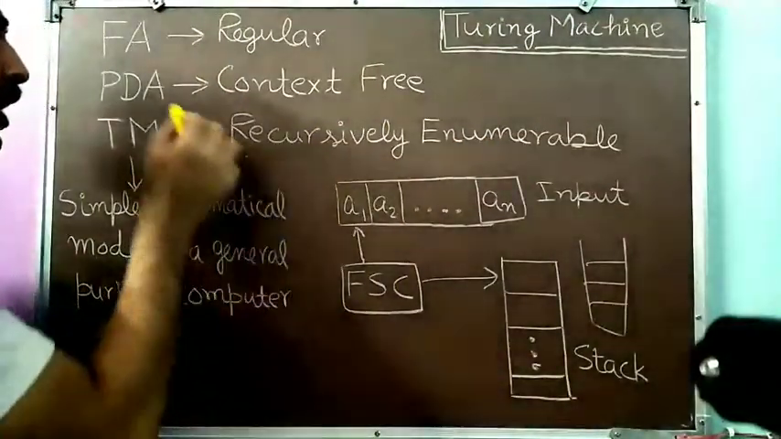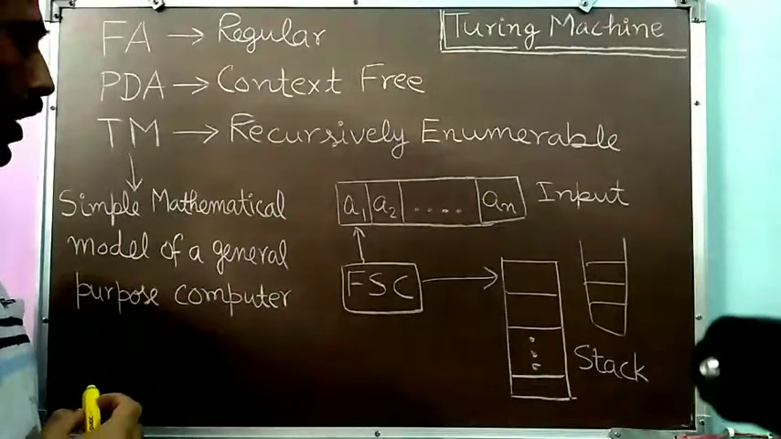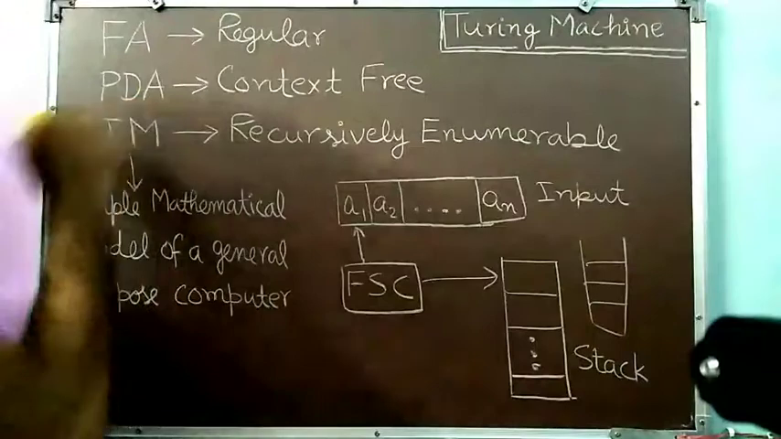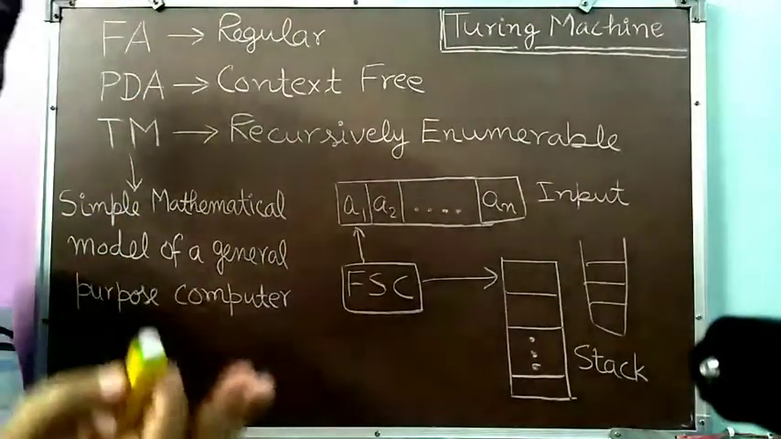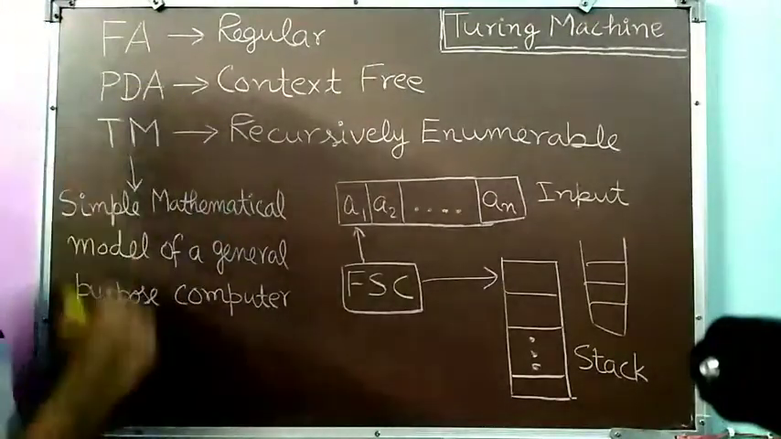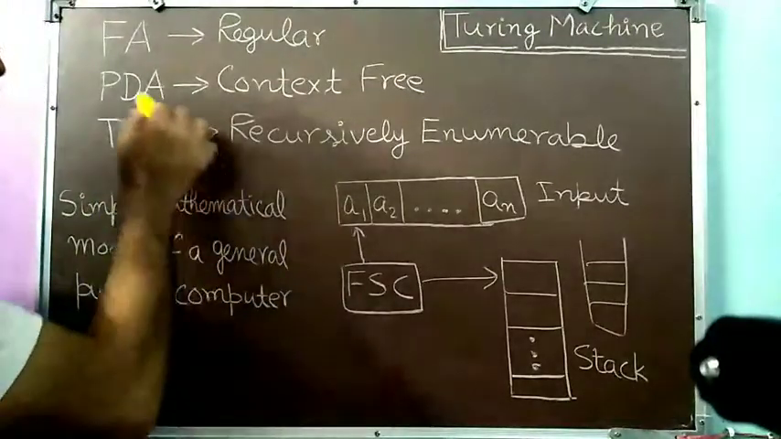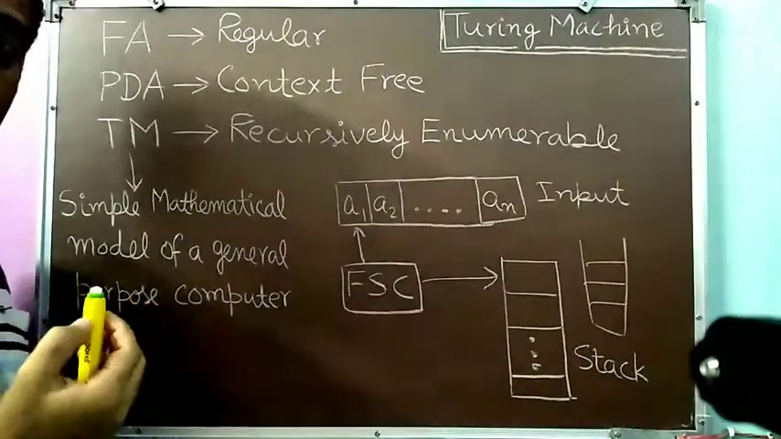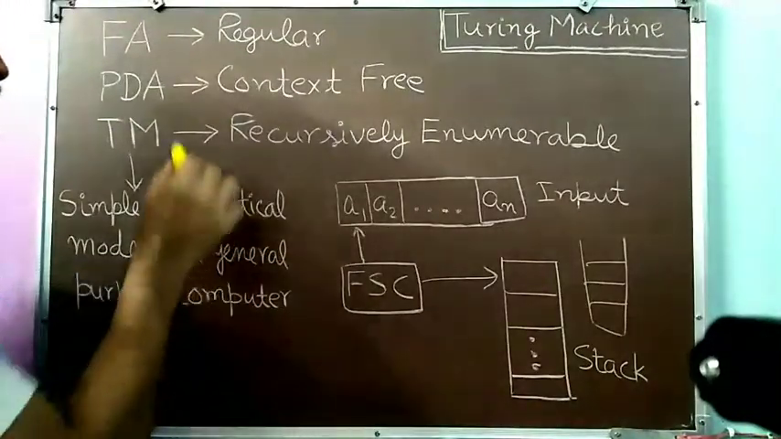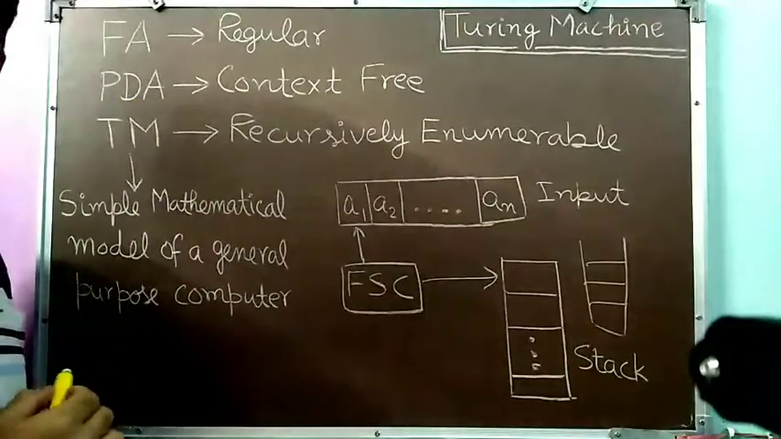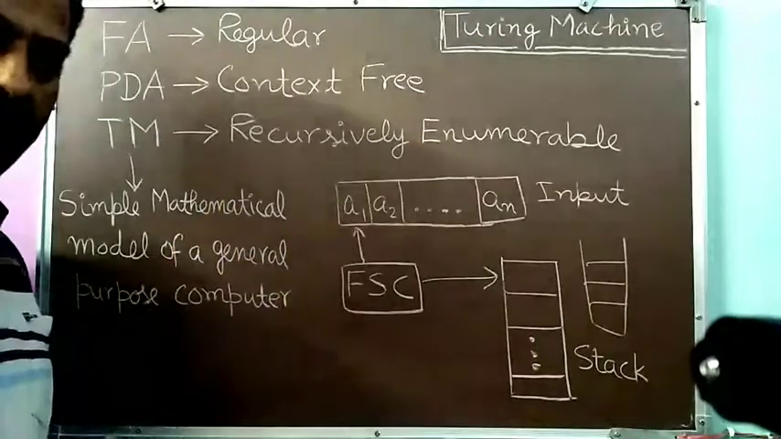Now we will be discussing the Turing machine model, which is able to recognize recursively enumerable languages. A Turing machine model is a simple mathematical model of a general purpose computer. If we talk about the power of the Turing machine, anything which is computable can be computed over this Turing machine. Meaning thereby, any computation which a general purpose computer can do can also be done on this Turing machine. Now we will be discussing its model in detail.